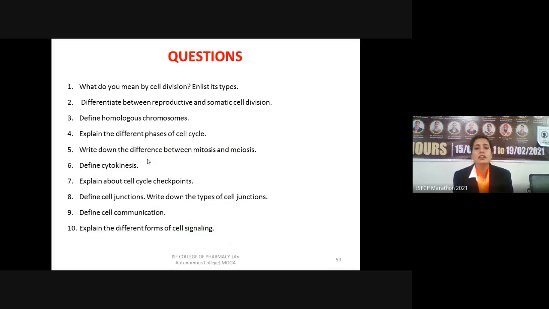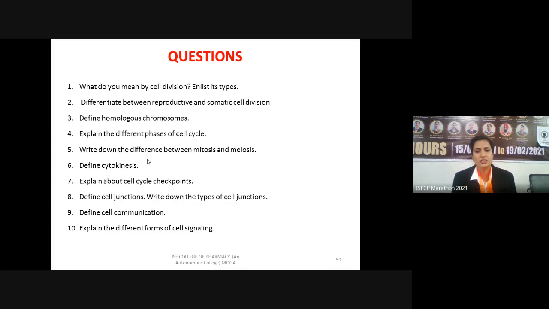Now it's a turn for the questions. So a question can arise from this slide, such as what do you mean by cell division? Okay. So what is the cell division? A cell division is the process in which a parent cell is divided into the daughter cells.